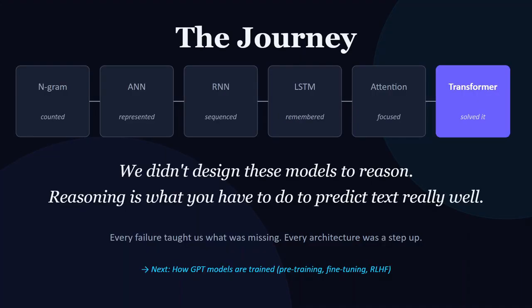So, next time you type a prompt and get a coherent, thoughtful response, you are seeing the end of a 30-year journey. N-grams learned to count, ANNs learned to represent, RNNs learned to sequence, while LSTMs learned to remember. Attention learned to focus, and finally, transformers learned to do it all at once, in parallel and at scale. Even failure taught us what was missing. Every architecture was a step up.